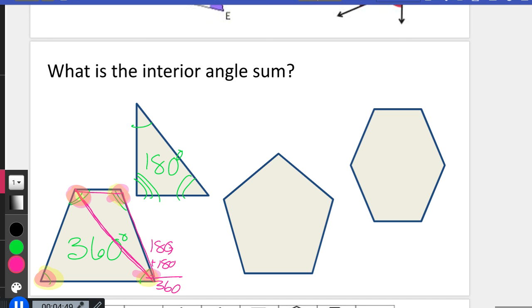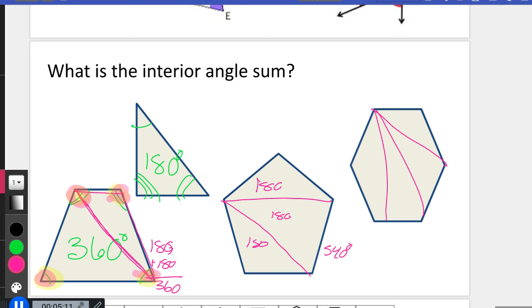If we take a look at a pentagon and we cut that into triangles, I could get three of them. So I got 3 180-degree triangles, which is 540 degrees. So the 5 angles of a pentagon add up to 540 degrees. For a hexagon, we're going to have the same thing, except I'm getting 4 of them. So I'm going to add up to 720 degrees.